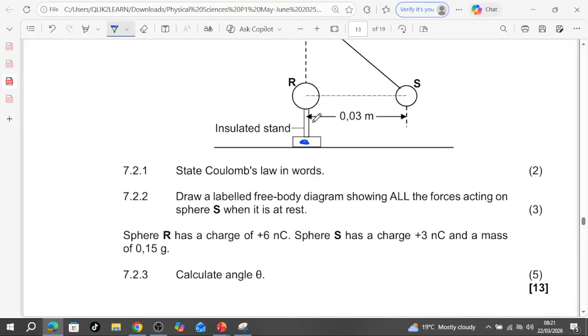State Coulomb's law in words. Do you guys want me to state Coulomb's law in words? It's fine. Come on, guys.